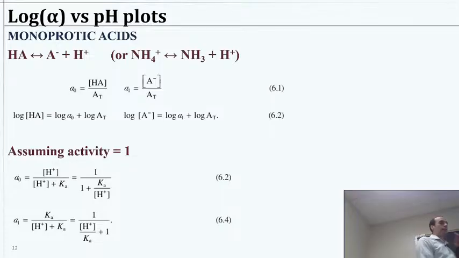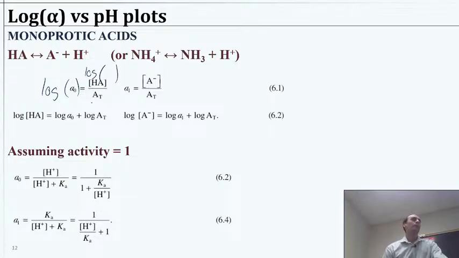Alpha 0 we can describe as the amount of HA per total. Alpha 1 is the A minus per total. And if we take the log of both sides here, say log of this and log of the other side, what happens?